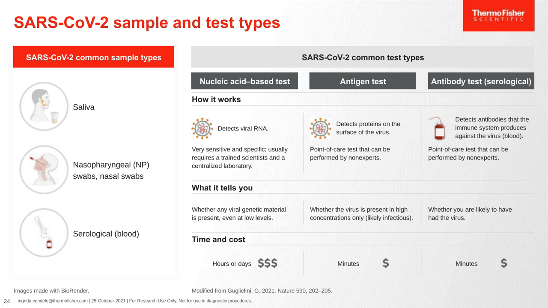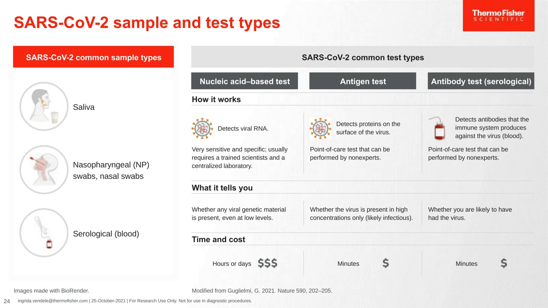Nucleic acid-based tests detect SARS-CoV-2 RNA. This is colored in red. These tests may be called PCR or qPCR tests and are very sensitive and specific. Most nucleic acid testing requires trained scientists and a centralized laboratory to determine if the virus is present. Therefore, these tests often take hours to days to perform and may be expensive.